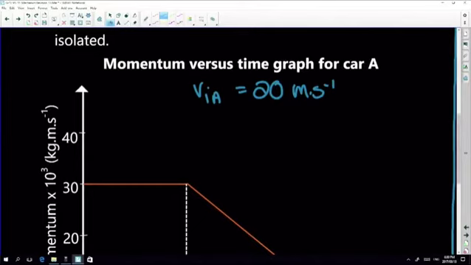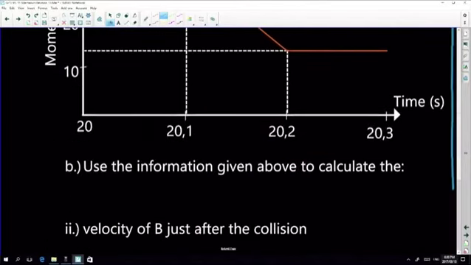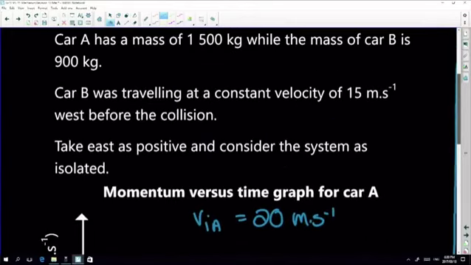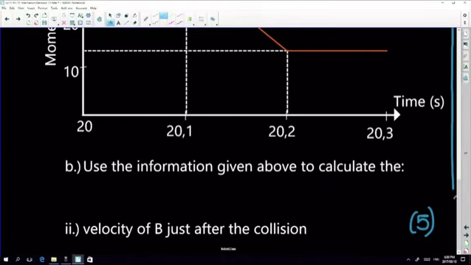All right, so now it says, the velocity of B just after the collision. Now, this was worth 5 marks. What have I got here? I know the velocity of B before the collision.